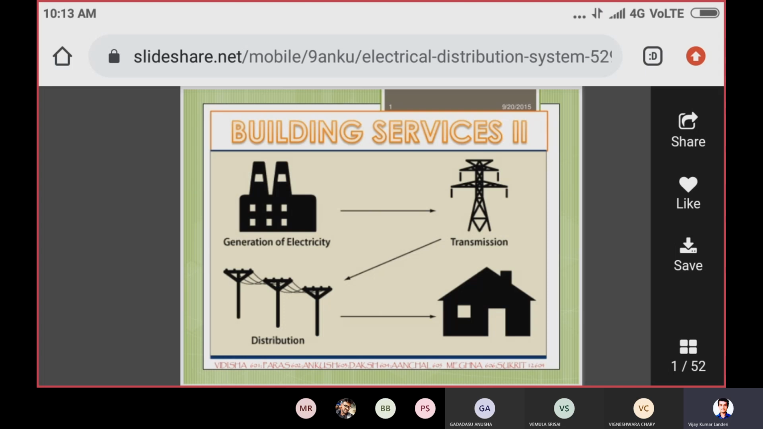So in the diagram, what is happening? You can find that electricity is generated and it is transmitted via the transmission lines. After the transmission, the electrical energy is distributed to the consumers through the distribution system. So now you can define the distribution system as that part of the electrical system which forms the mediator between the transmission system as well as the consumer point. That is called the distribution system.